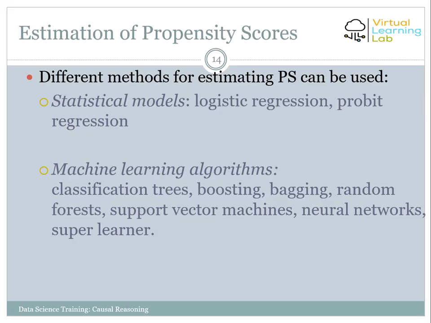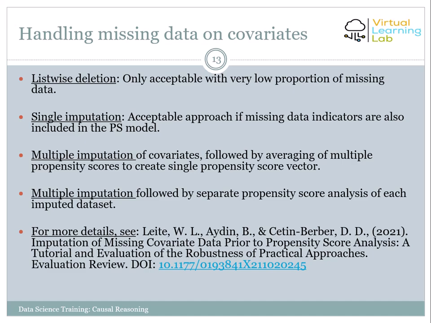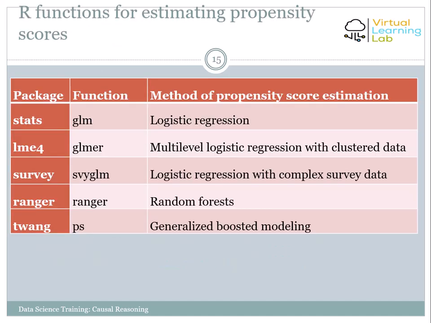The most common is generalized boosted modeling, and that's because there is a package in R called twang that makes it very easily available, which made it the most popular method. So these are some of the packages you can use: glm for logistic regression, glmer, svyglm, ranger for random forests, and twang for generalized boosted modeling.